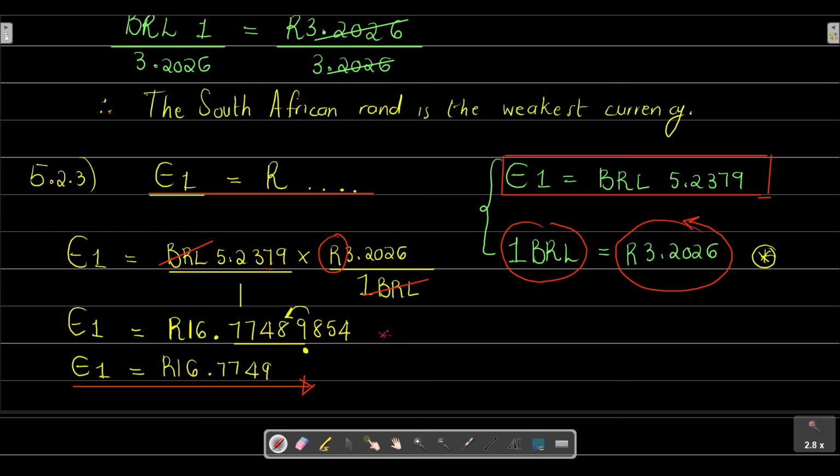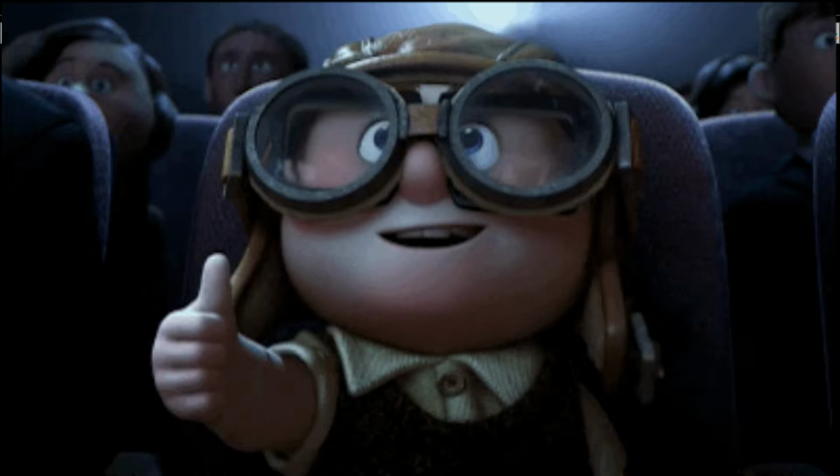And then from there, I basically decided that I can actually just round this off to 4 decimal places, because we saw that all these exchange rates were basically written with 4 decimal places. All right. So I hope that was nice and I explained that nicely for you guys. All right. So let's have a look at question 5.2.4.